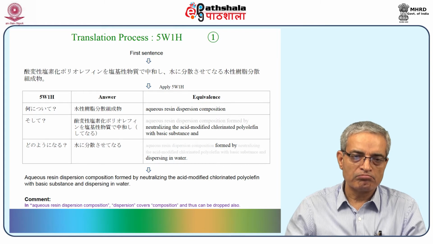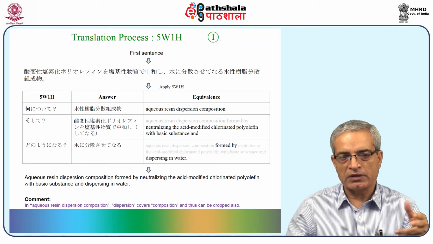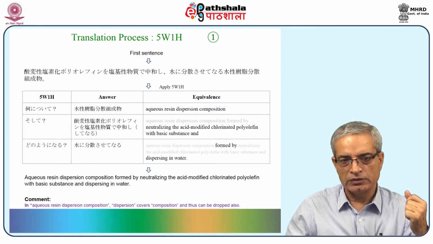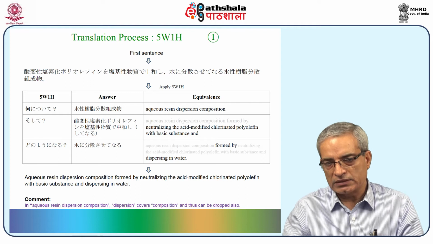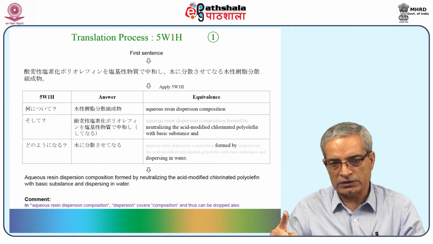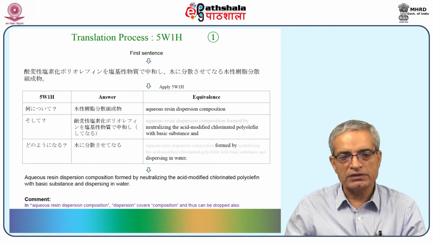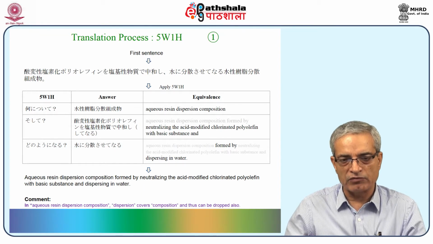Dono yoni naru. We have seen in the previous modules that you can put any number of questions, but now here she's trying to put the question which is the right question only, and the answer is Mizuni bunsan sasete naru, and that gets connected here, dispersing in water, and this bunsan sasete naru, te naru, is getting translated as formed by here. The sentence outcome is aqueous resin dispersion composition formed by neutralizing the acid modified chlorinated polyolefin with basic substance and dispersing in water.